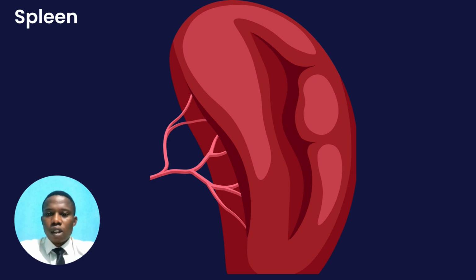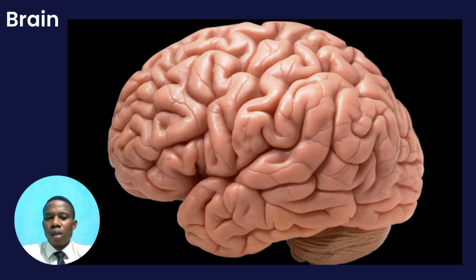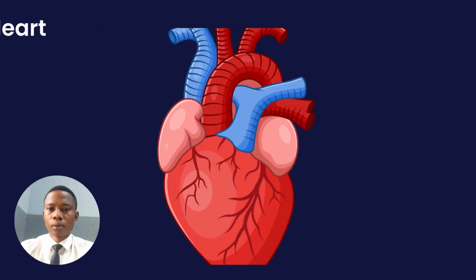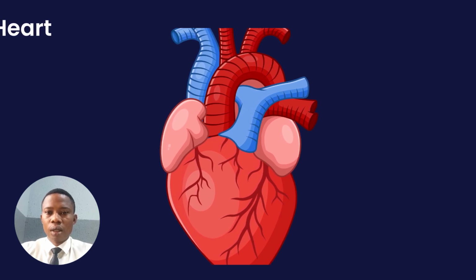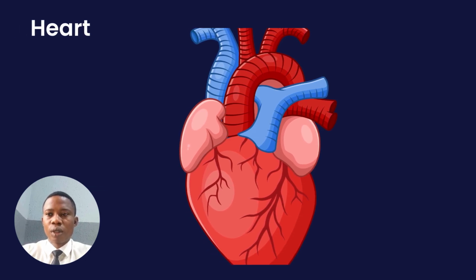The spleen is one of the organs in mammals, and the spleen performs a specific function in the body. This is the brain. The brain is also an organ found in animals, and the brain performs a specific function in the body. The other is the heart. The heart is one of the organs that plays a specific function in the body.